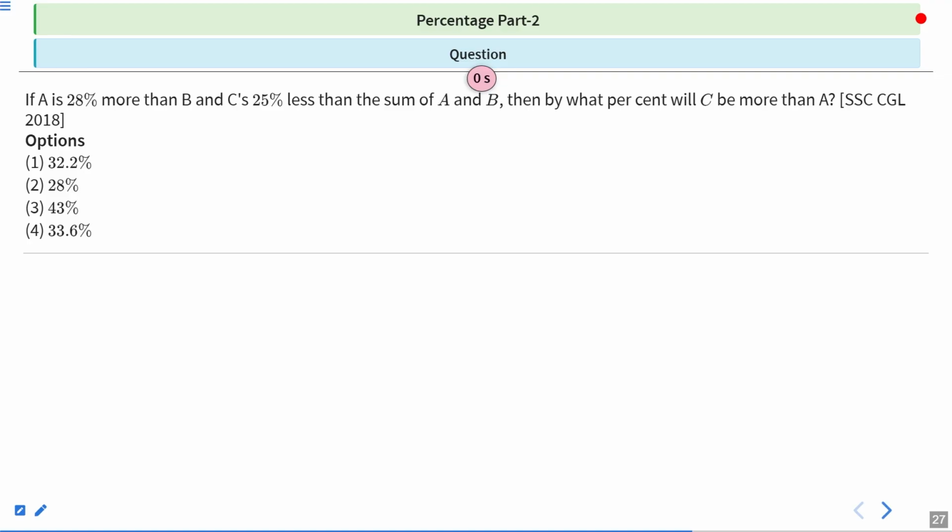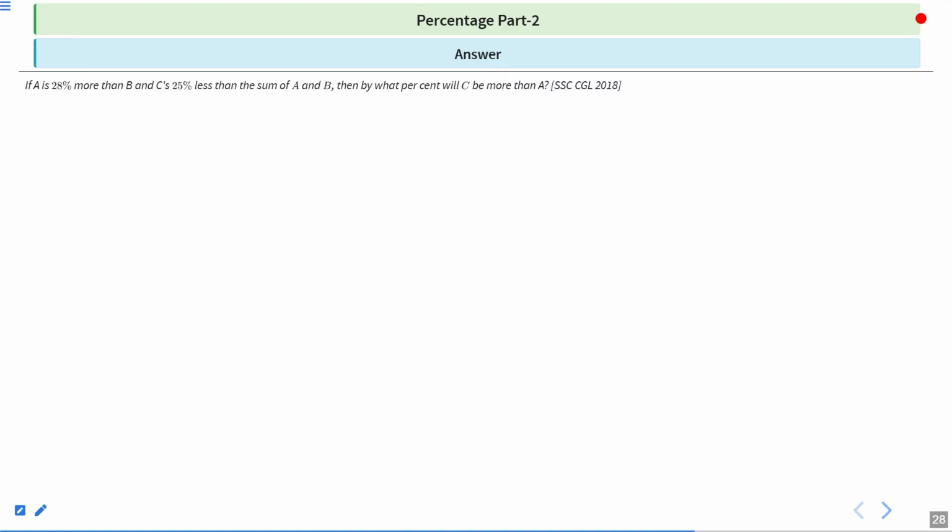Now time's up. Let's see the solution of this question. So the question says that A is 28% more than B. What does it mean? It means if B is 100, then A will be 128. And it is given that C is 25% less than the sum of A and B. So if B is 100 and A is 128, the sum will become 228 and C is 75% of 228. Now the question is, by what percent will C be more than A? So when we calculate the value of C, we can also calculate the percentage increase of C over A. The correct answer of this question is 4, which is 33.6%.